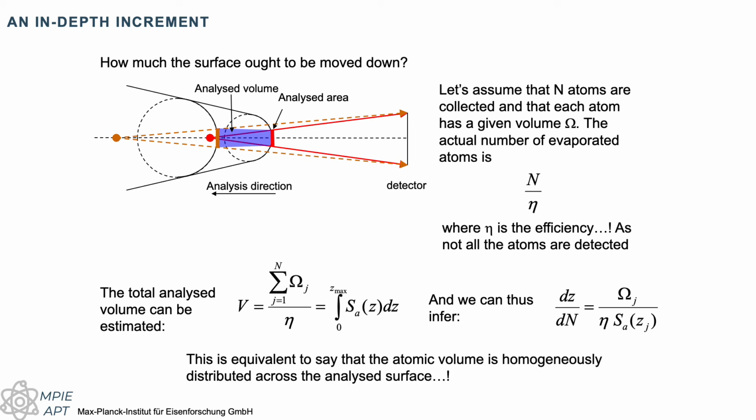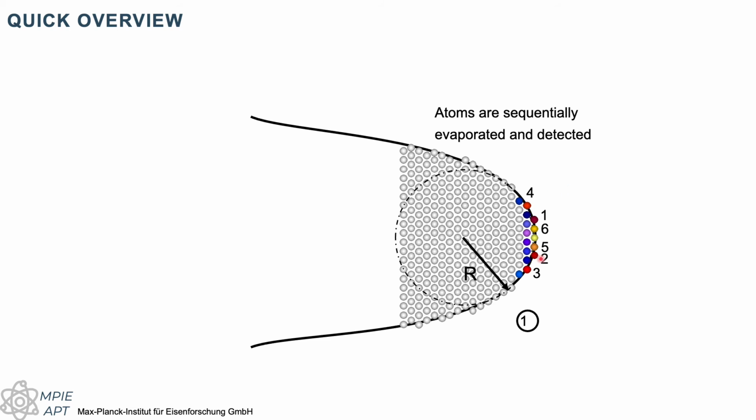So what we are basically saying is that every time we process one ion, it's like we're taking the atomic volume of that one specific ion and distributing it over the entire analyzed area. And that gives us a dz that is quite tiny, but it's there, and then we just add it up progressively. So this is the way to look at it.